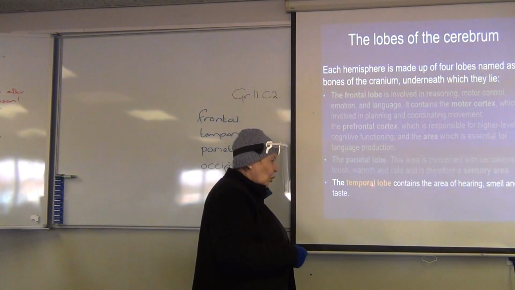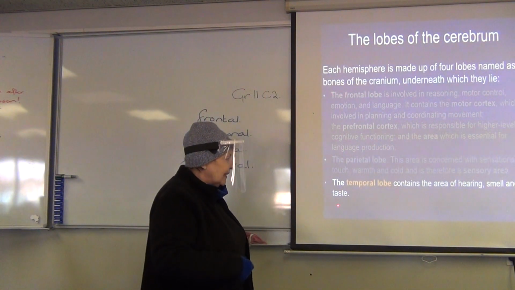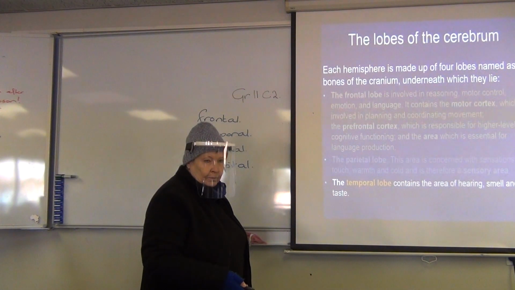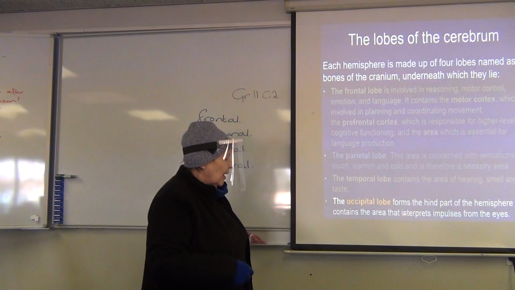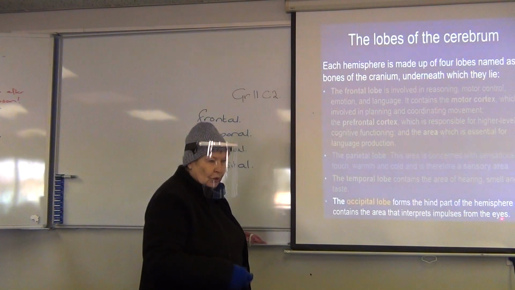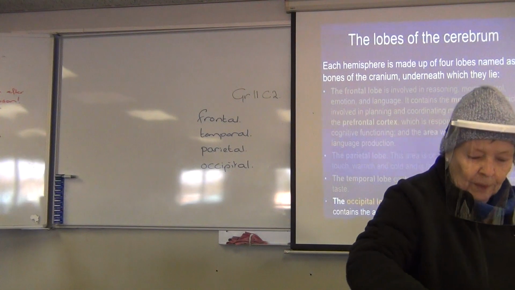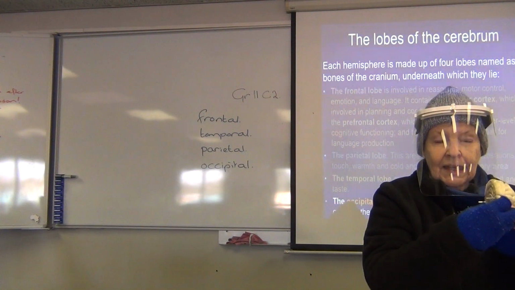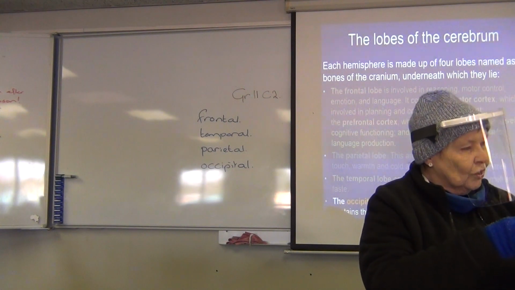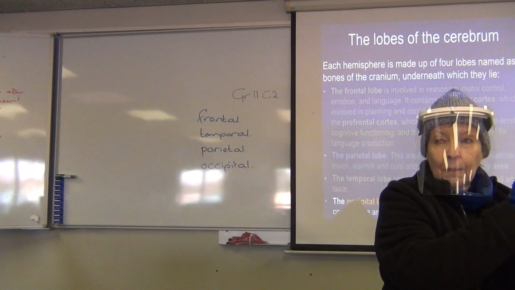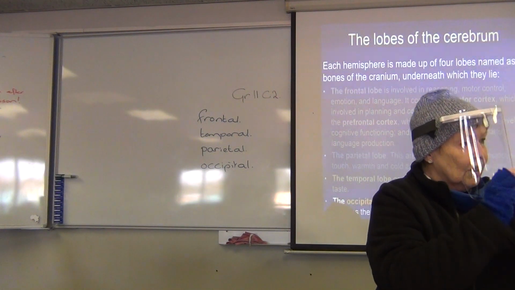Okay, the temporal lobe is the area where the sensations of hearing, smell, and taste are interpreted. The occipital lobe is the region where the impulses from the eyes are interpreted. So that's in fact where vision occurs. Remember that the eyes see something, so the eyes are the receptor, but they send an impulse through the optic nerve to the occipital lobe at the back of the brain, and it's the occipital lobe that interprets it as an image.